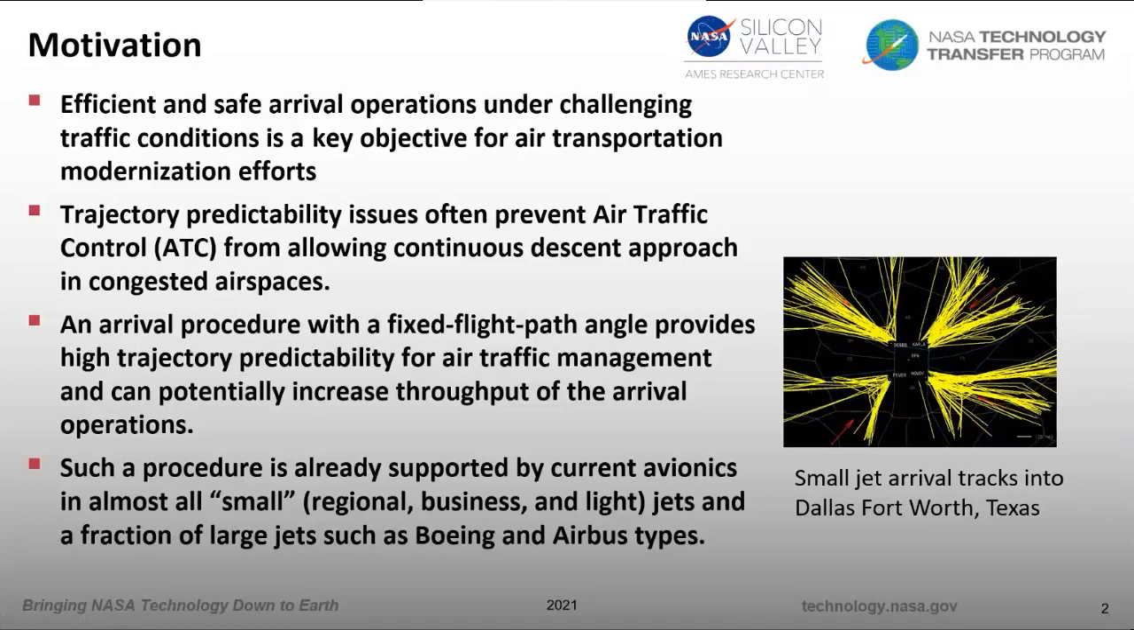In working with people in the field, we understood that the trajectory predictability has been one of the big issues that prevent ATC from allowing continuous descent approach. So for this technology, we propose an arrival procedure with a fixed flight path angle or a fixed, say, descent speed.